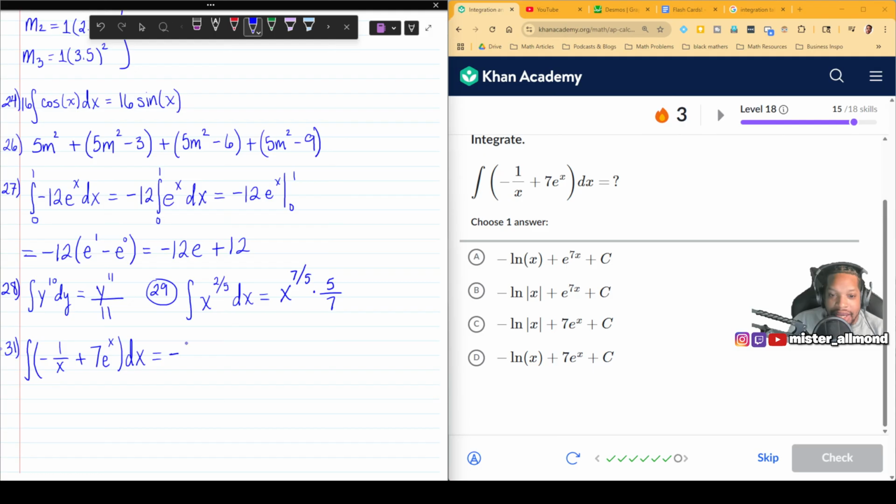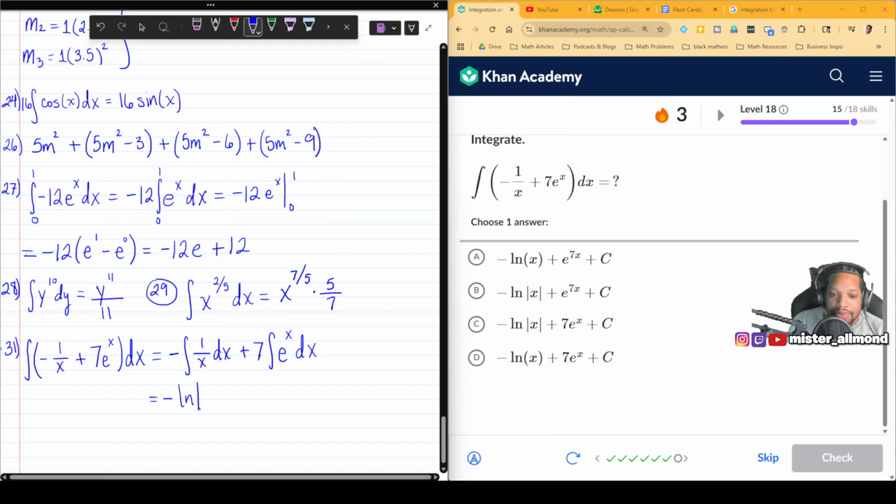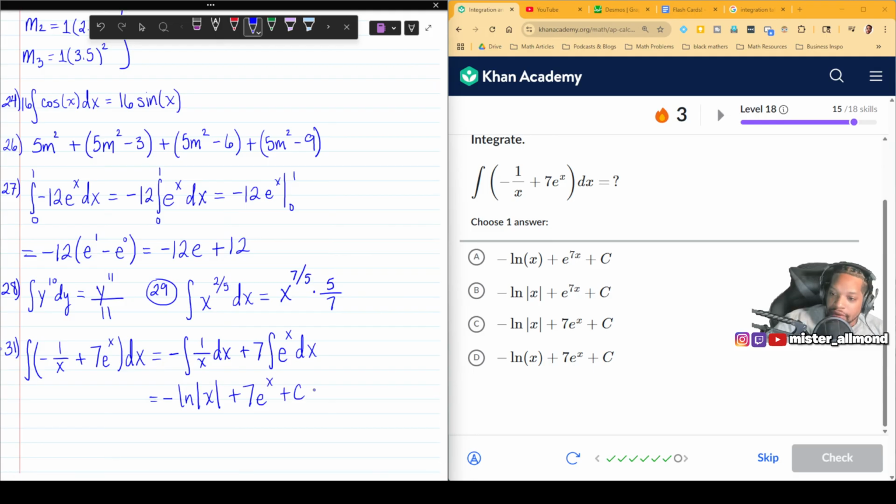I can rewrite this as negative the integral of 1 over x dx plus 7 integral of e to the x dx. Okay, so the answer to that would be negative ln of absolute value of x plus 7e to the x plus c. My final answer is, oh, look at how they did answer choice D, bro. They're trying to catch people slipping. Wait. Oh, I almost didn't see the difference between B and C. So we're thinking C. Yes, it is C. I'm getting C as well. Bet.